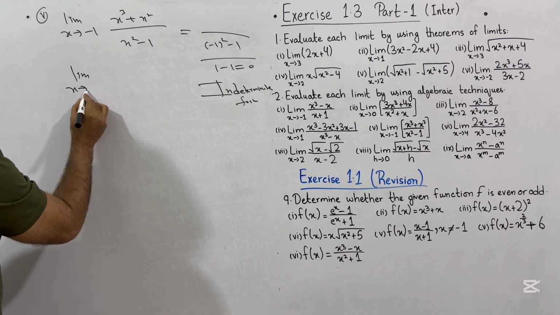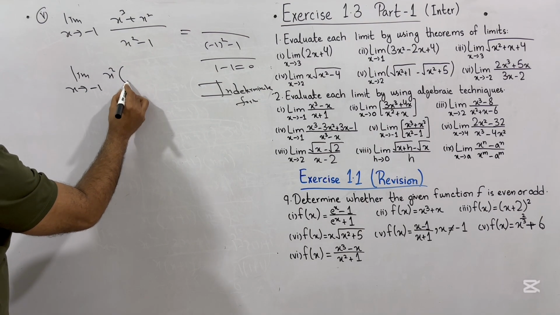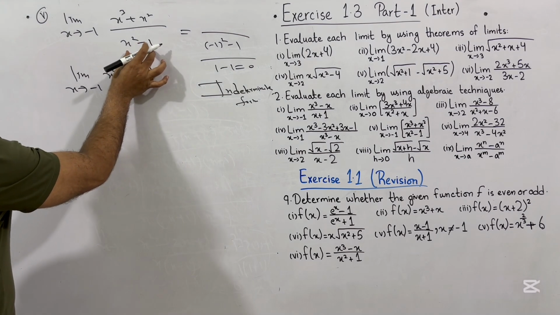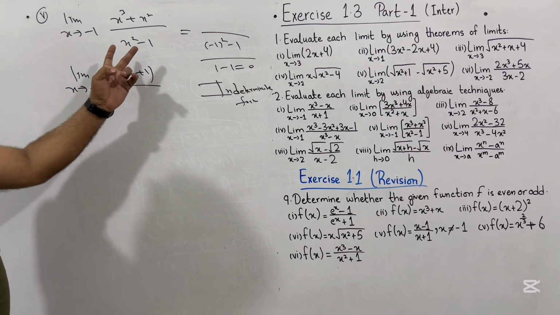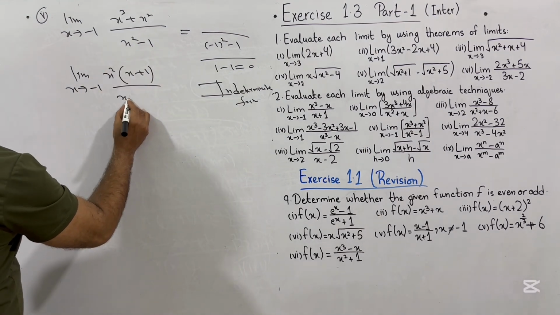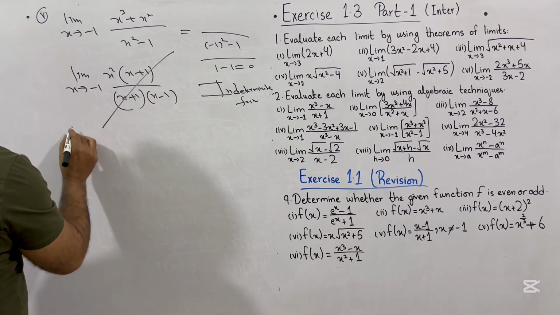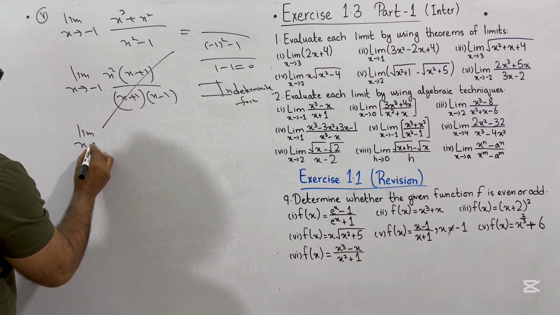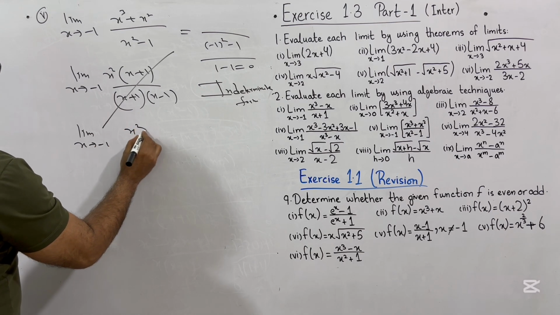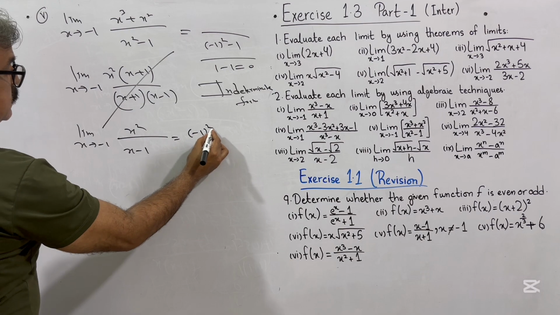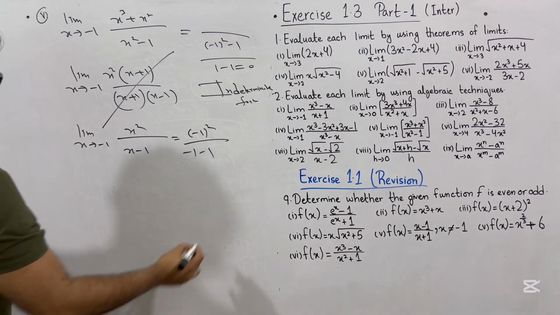Just factorizing, simple factorization, x square common. I have x square times x plus 1. Difference of two squares, a square minus b square situation. There is x plus 1 as well as x minus 1, cancelled out. I have limit x tends to minus 1, x square overall x minus 1. Put limit, minus 1 square over minus 1 minus 1.